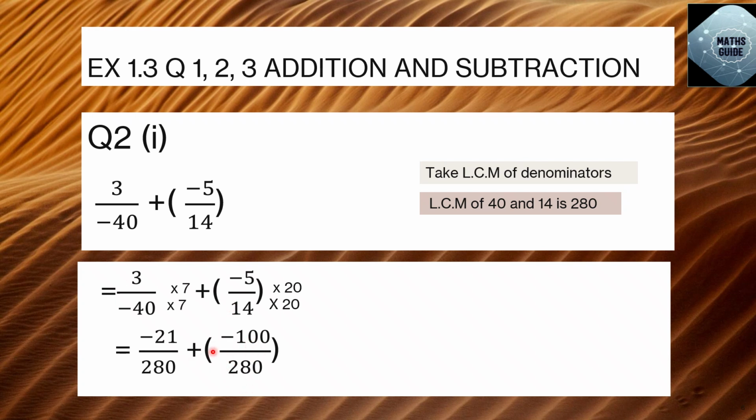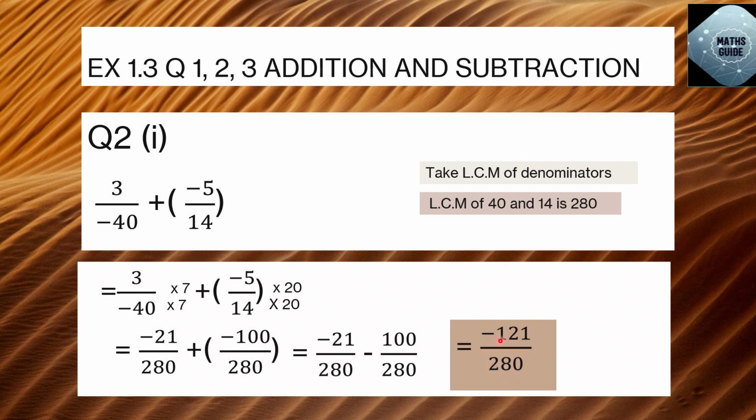Again we have two signs now, and we will resolve them into a single symbol with the rules of integers. Plus minus is minus, so we now have a minus sign in between them. And again with the rules of integers, minus minus is plus, and we will put the sign of the greater value. We will put the minus sign with the answer, but we will add them as minus minus is plus. So our answer is minus 121 over 280. This is the final answer.